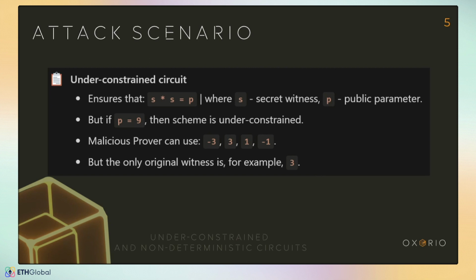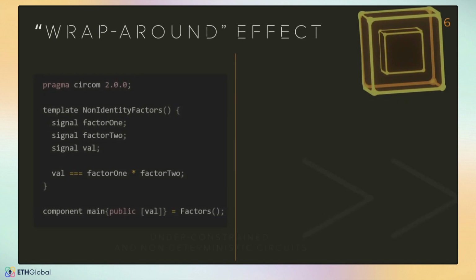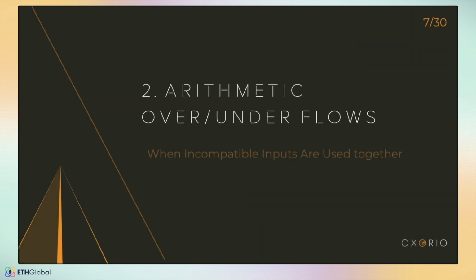We also have another example of an under constrained circuit. If our public parameter p is 9, there are four cases in which we can create a valid proof: -3, 3, 1, and -1. All those inputs will be correct for our under constrained circuit, but of course, determinism says that we can create only one valid proof for one secret witness. So our proving system just has some bugs, as you see.